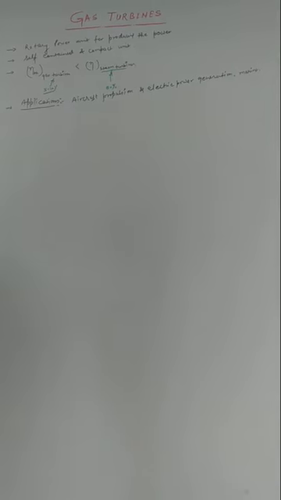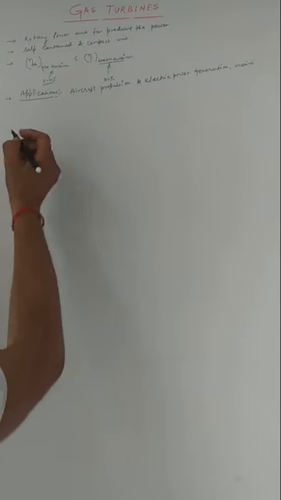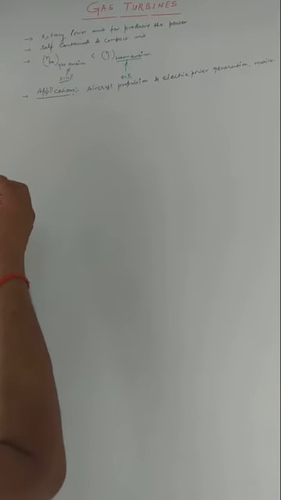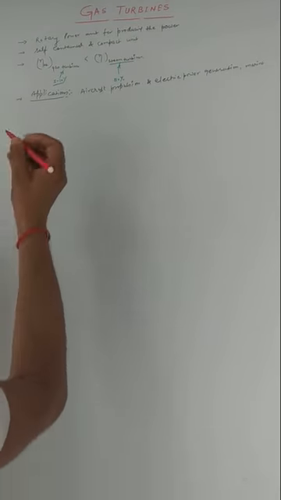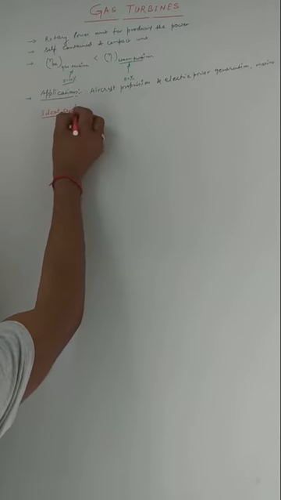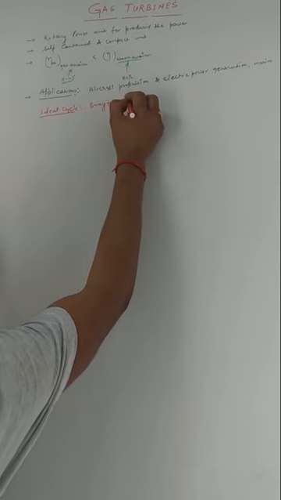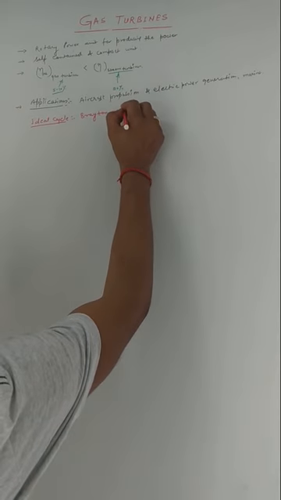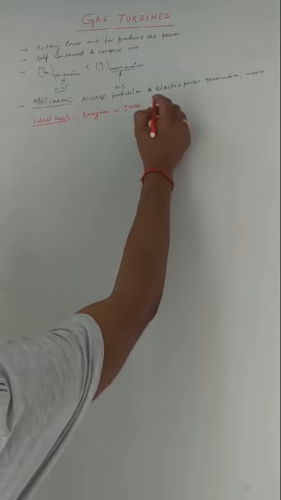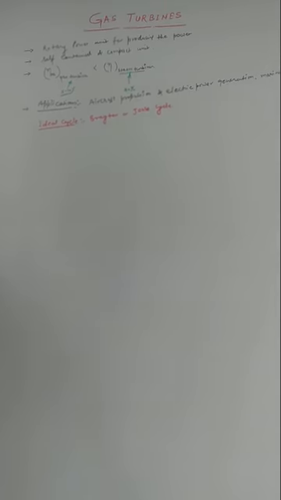So there is a basic cycle on which these gas turbines work. The ideal cycle is the Brayton or Joule cycle. This Brayton cycle is also called a Joule cycle. This is the basic cycle, the ideal cycle on which these gas turbines work.